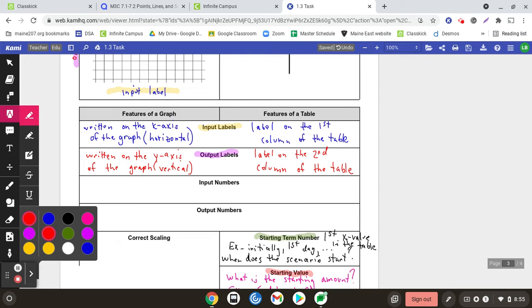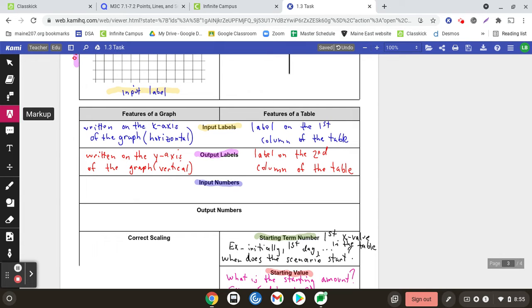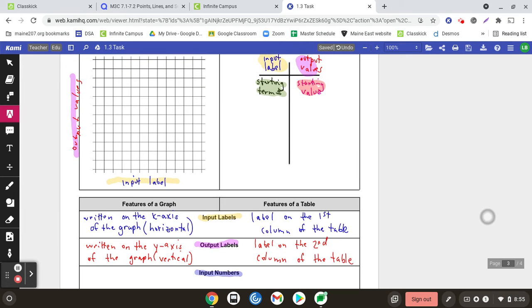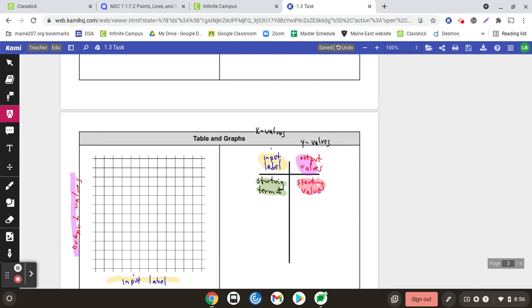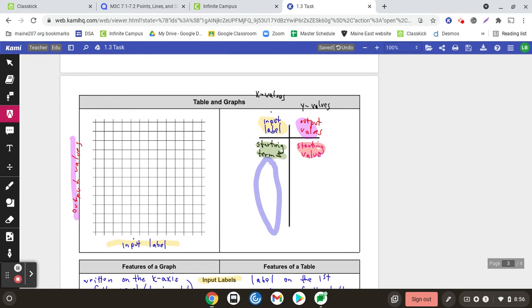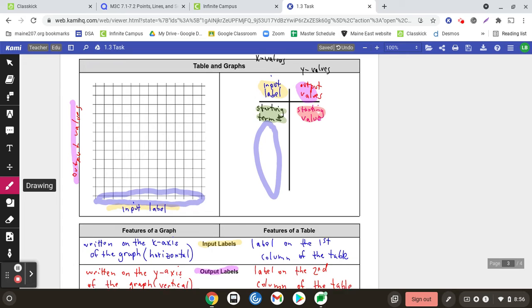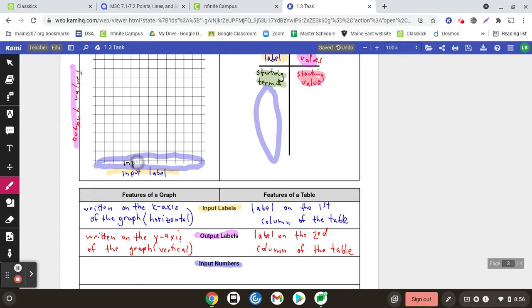So now if we scroll, we've got input numbers and output numbers. Let's use blue to label our input numbers. Our input numbers are going to be right here under the input label, where the x values are in the table. And in the graph, our input numbers are going to be right here on the horizontal axis, where our input label is. So this is going to be input numbers, and this is going to be input numbers.